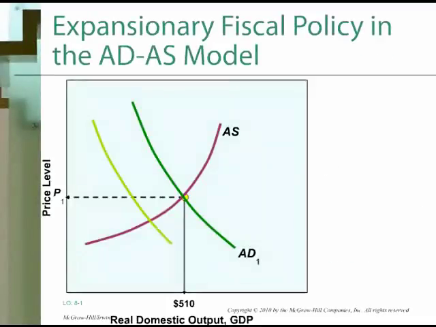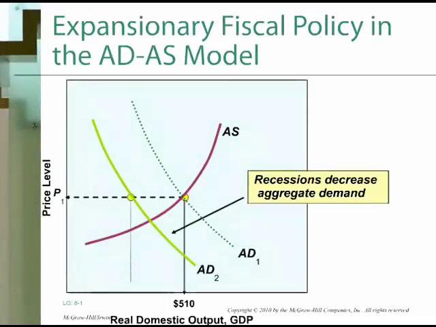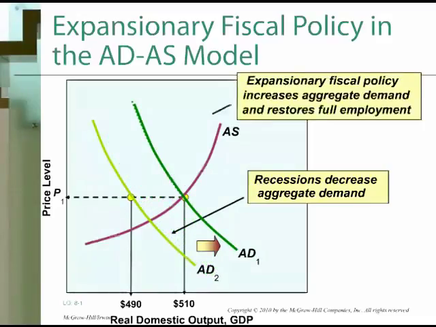We can use the ADAS model to describe expansionary fiscal policy. Suppose initially aggregate demand is AD1 and the economy is at the full employment level. If aggregate demand falls and prices are sticky downwards, recession will follow with output falling below potential. Expansionary fiscal policy will increase aggregate demand and therefore restore full employment.